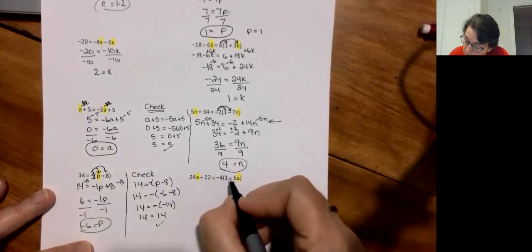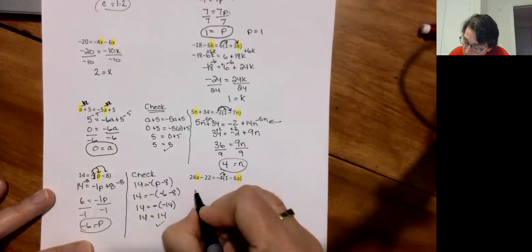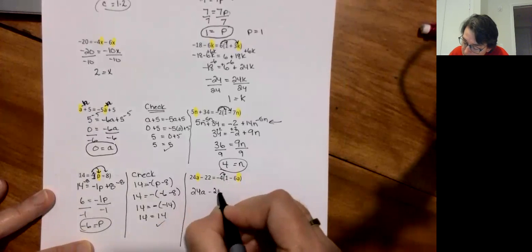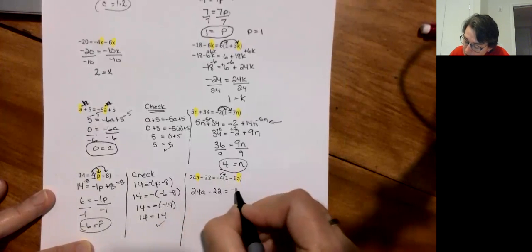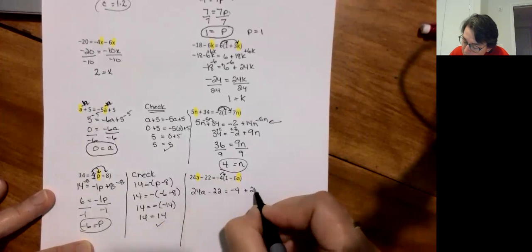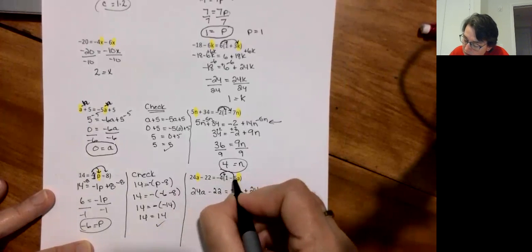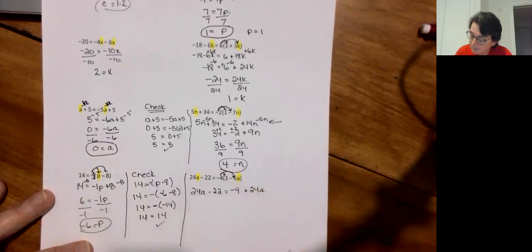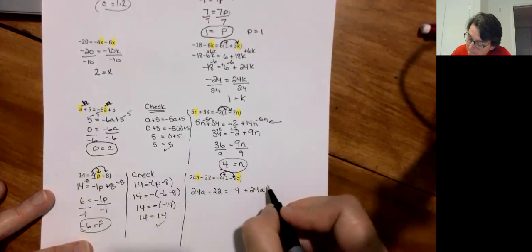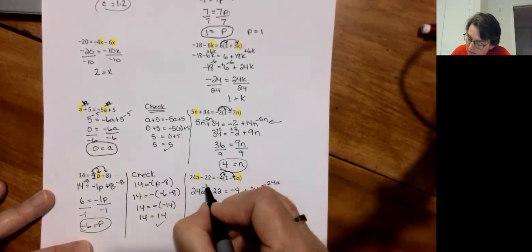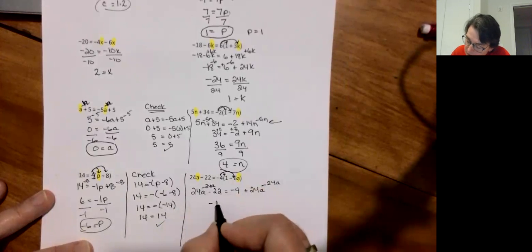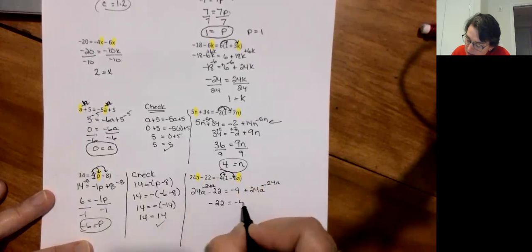Uno más, one more. Oh, we're going to distribute. So 24a minus 22 is equal to -4 plus 24a. So careful, negative times a negative gives you a positive down here. Minus 24a, minus 24a. So that cancels out. I get minus 22 is equal to -4.